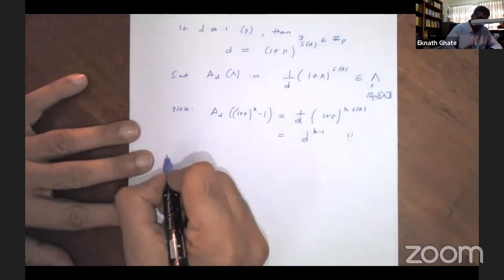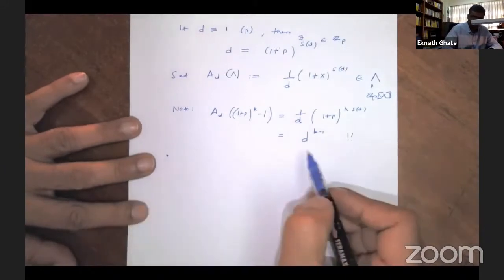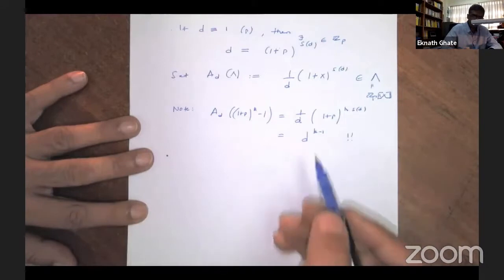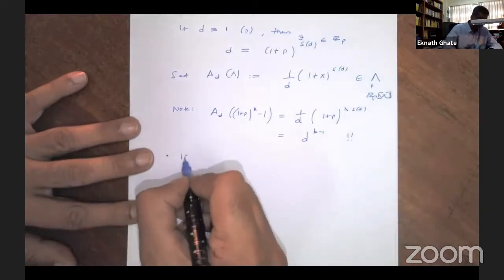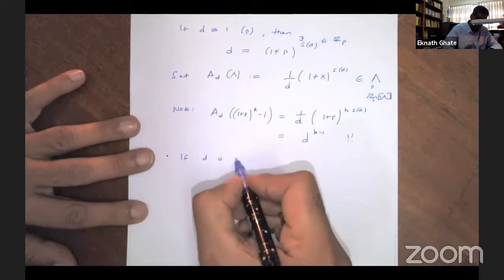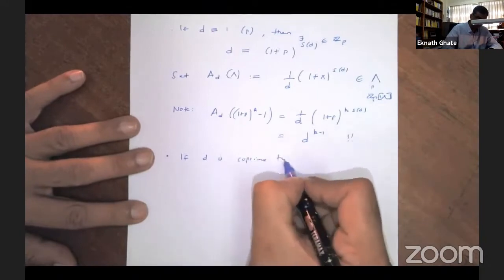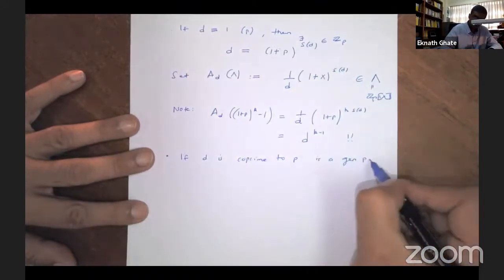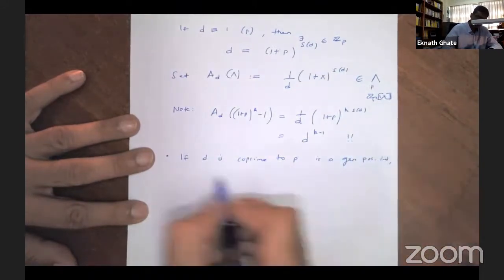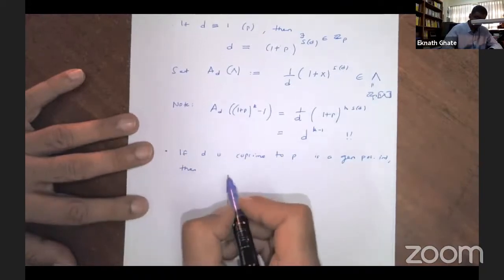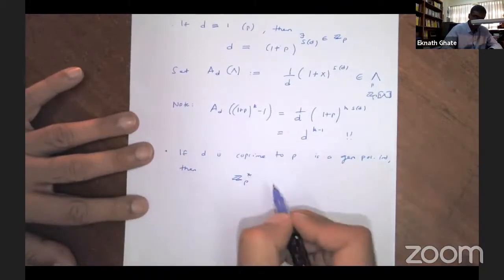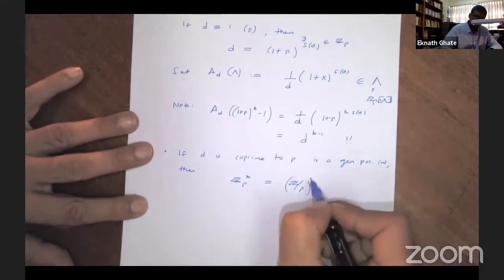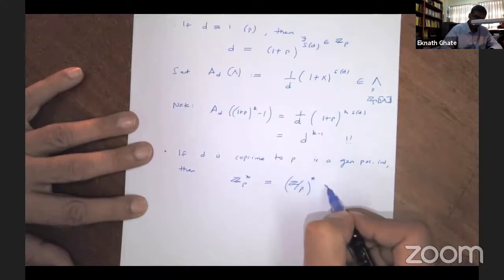So now what do you do if D is general but coprime to p? Because remember, we had sums over D dividing N, D coprime to p, chi of D, D to the k minus 1. So what do you do if D is a general positive integer coprime to p? Then we use the following decomposition. We write the units of the p-adic integers, and we break them into their tame and wild part.